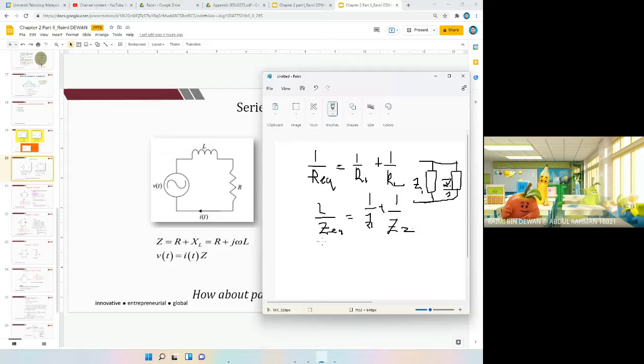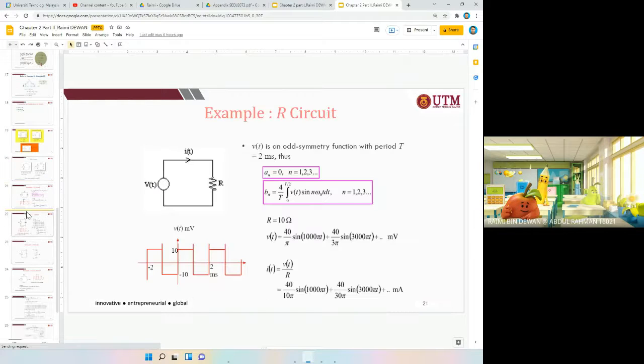Each Z can be a combination or standalone, maybe this one is XL inside, or R inside, or XC inside. But this is how you read it. This is the basic equation that you learn. If this is impedance, we call it impedance because it may have the imaginary part, or reactance.